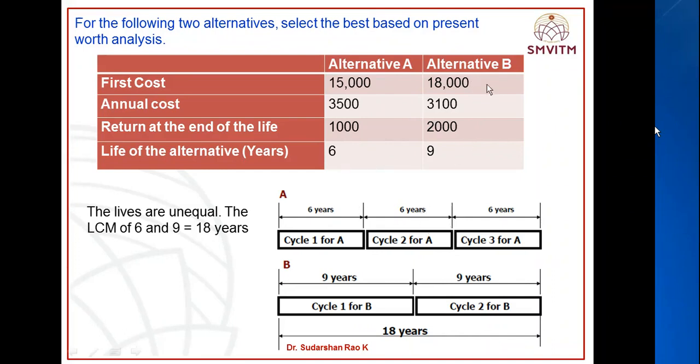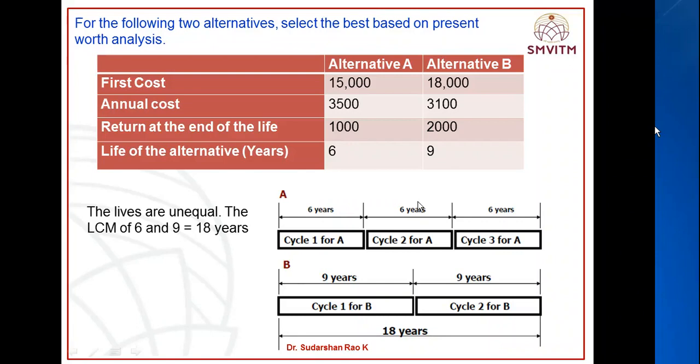For alternative B, it should be repeated twice. For example, alternative A has a 6-year life, so cycle 1 of A, cycle 2 of A and cycle 3 of A, that is 6 years, then the same 6 years repeated, and once again 6 years. For alternative B, that is 2 cycles, twice, 9 years plus 9, that is 18 years.